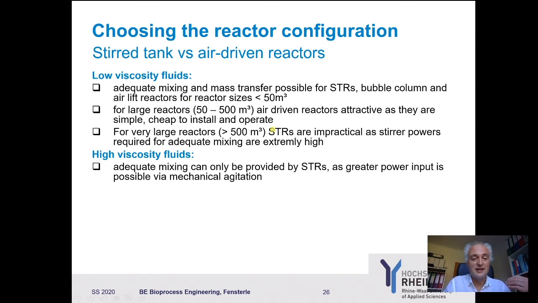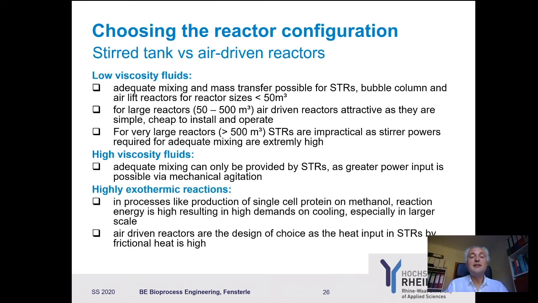You cannot design a 1000 cubic meter bioreactor for a high viscosity fluid, because you need an enormous amount of power for a stirred tank reactor. And in these dimensions, even with a low viscosity fluid, the power amount would be tremendous and not feasible. And this is even worse with a high viscosity fluid bioreactor. So you will not see such a type of reactor in these dimensions. And the other thing is highly exothermic reactions.